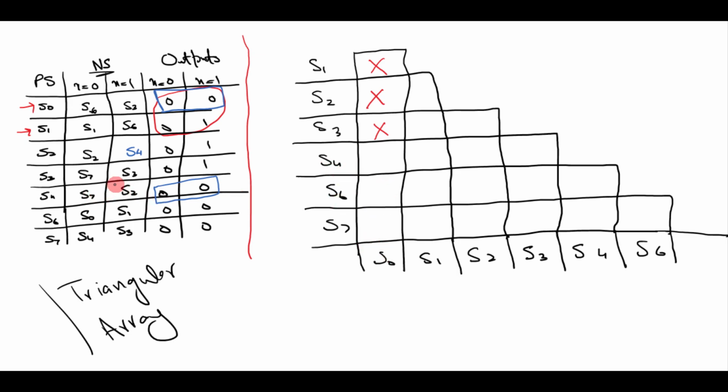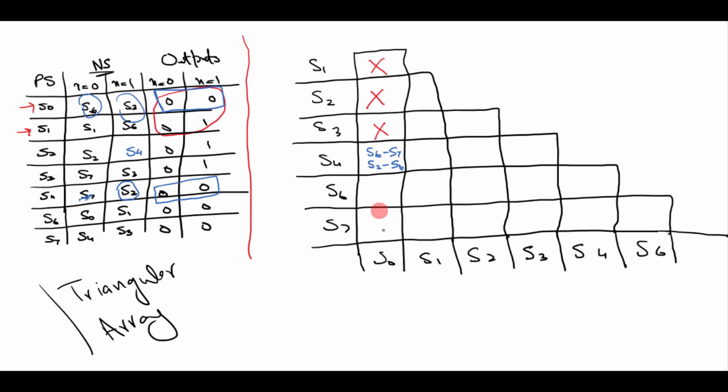if S7 and S6 are equivalent, and S2 and S3 are equivalent, only then we can say S4 and S0 are equivalent. But right now we are not sure whether they are equivalent or not. If they are equivalent, then S0 and S4 will be equivalent.